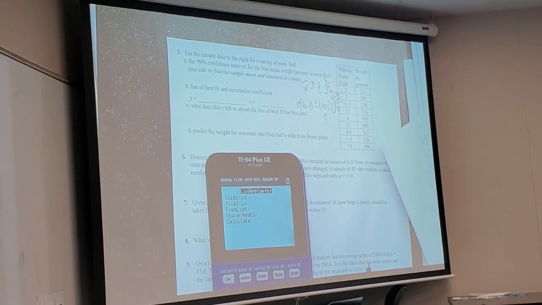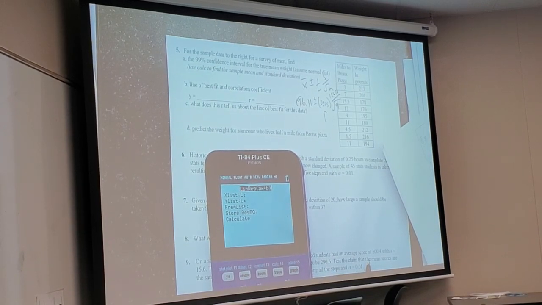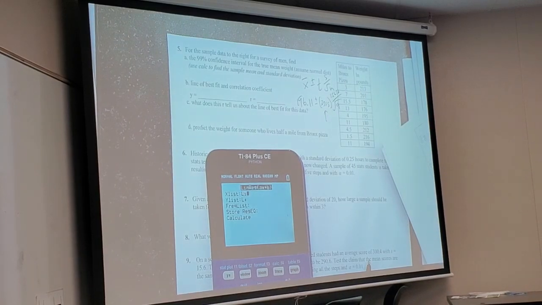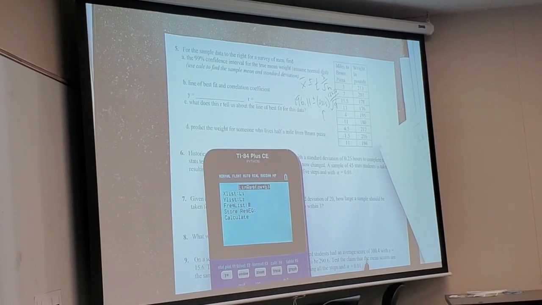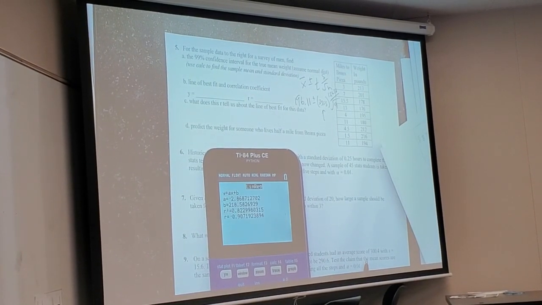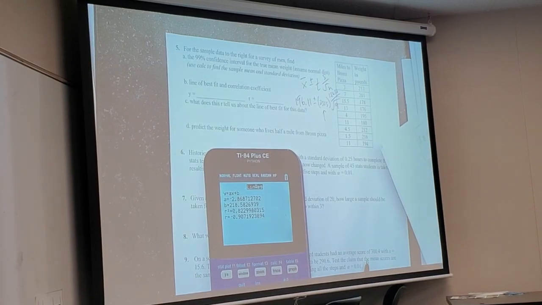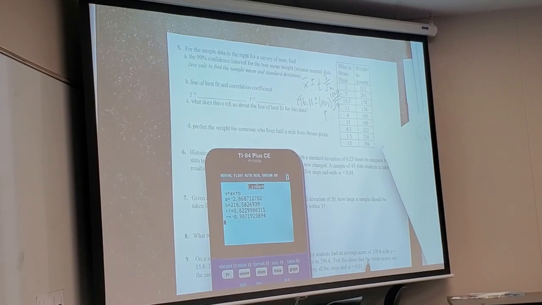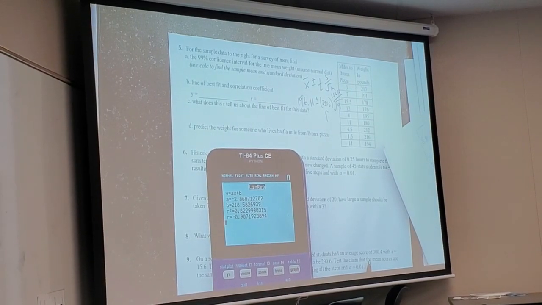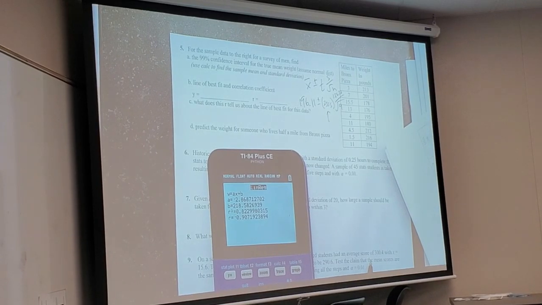Just make it simple. Is this currently set up correctly? Nope. I want my X's to be L1. I want my Y's to be L2. How's that look, Jeff? Yeah. Sweet. I got all the answers. Okay.